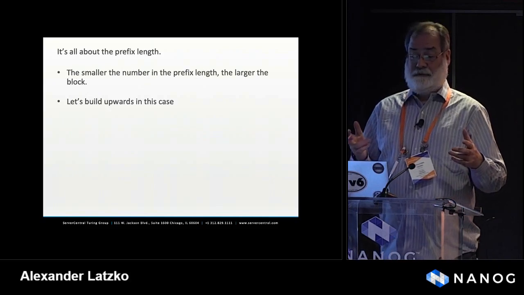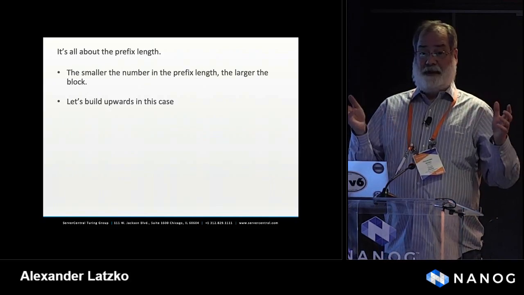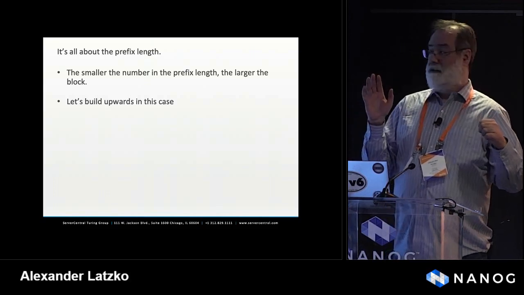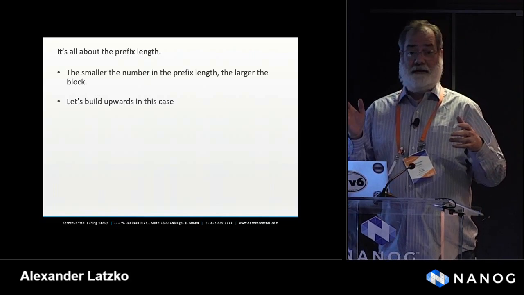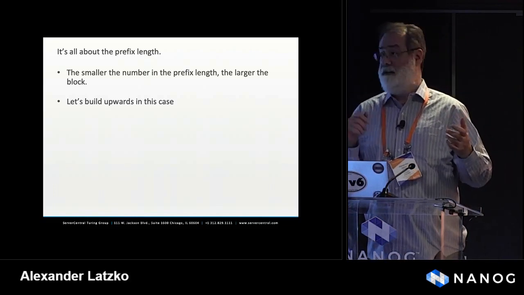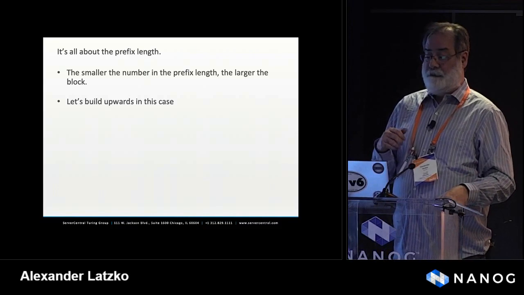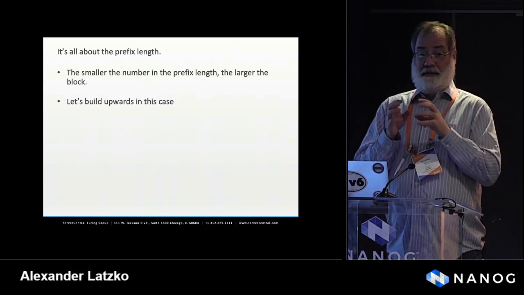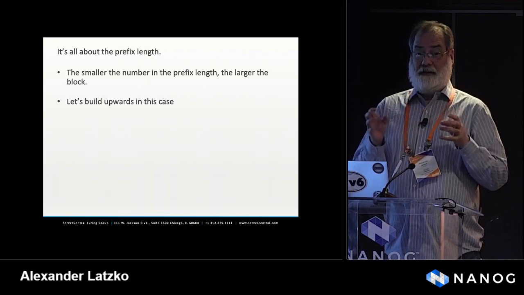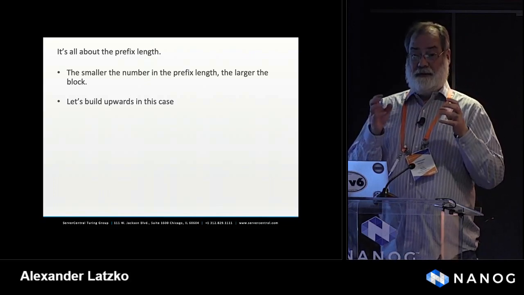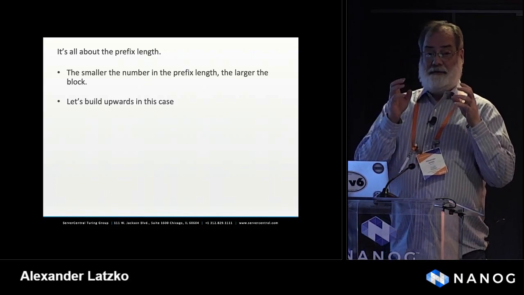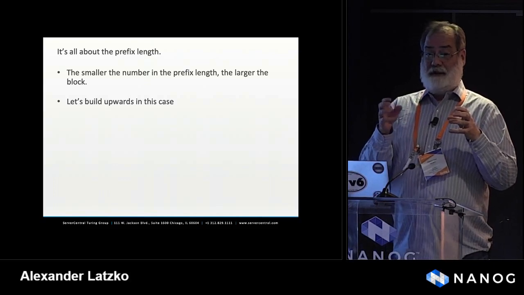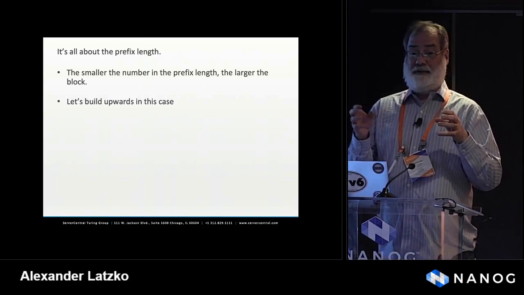Okay, prefix length. Everybody's comfortable with CIDR, right? Can I see a show of hands? Everybody's comfortable with CIDR? Oh, good. Everybody like to drink cider? Slightly different kind? Yeah, good. The important thing to remember is that the smaller the number in the CIDR, the larger the block. So if you have a 2001:DB8::/32, that's a whole lot bigger than a 2001:DB8::/48.